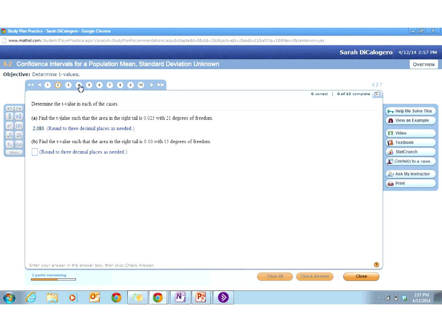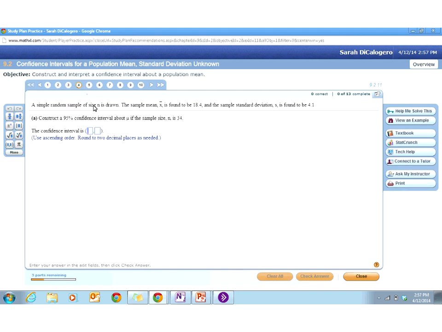All right, let's practice. I want to show you 2 different types of confidence intervals. I know this is going to be small on your screen, but a simple random sample of size n is drawn. The sample mean is found to be 18.4, and the sample standard deviation is 4.1. Construct a 95% confidence interval for the mean if the sample size is 34.